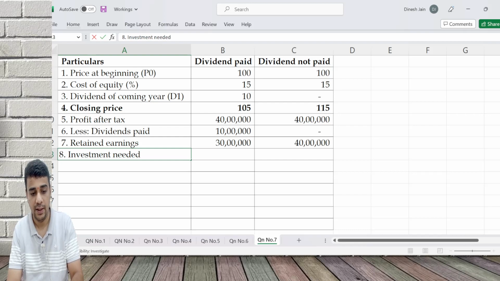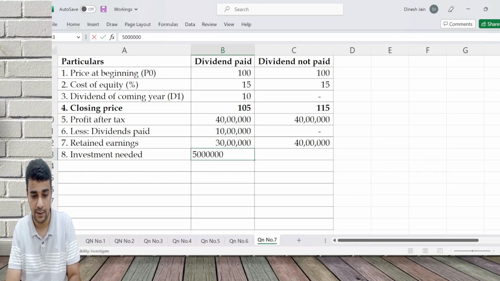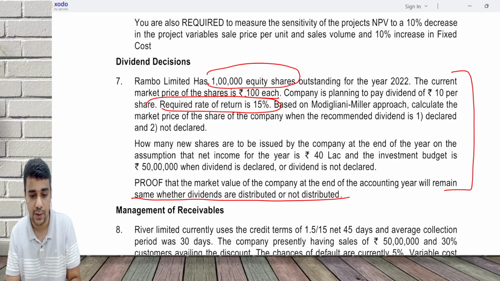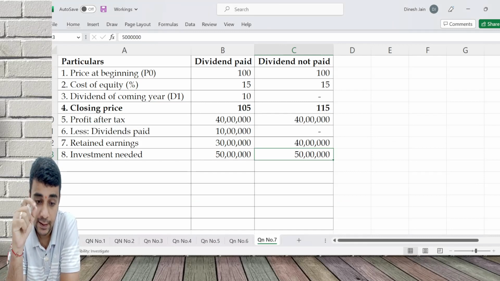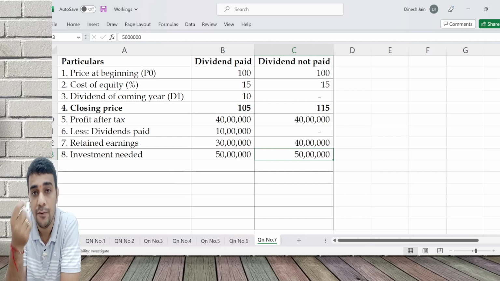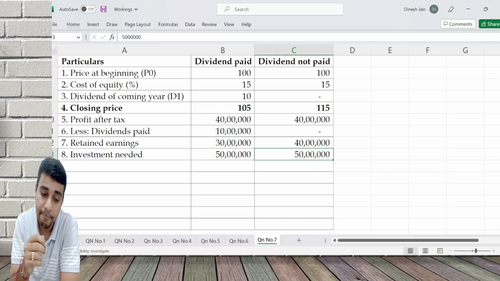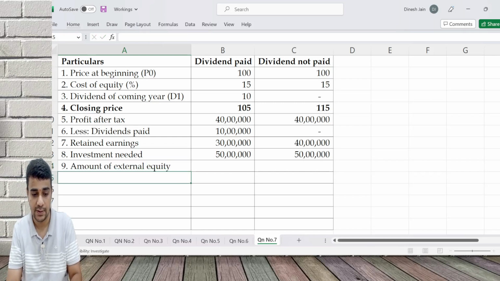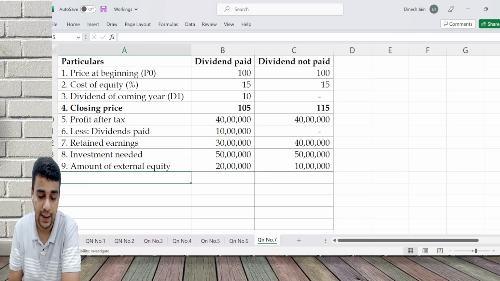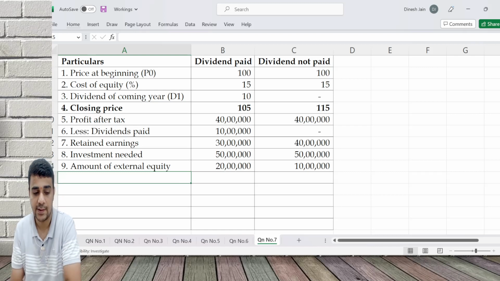Investment needed. The company plans to have an investment budget of 50 lakhs. So in this investment of 50 lakh, 30 lakh will come from retained earnings and 40 lakh will come from retained earnings for the two situations. Balance you will have to issue fresh shares. Amount of external equity, which is new shares, 50 lakh minus what you have: 20 lakhs and 10 lakhs.